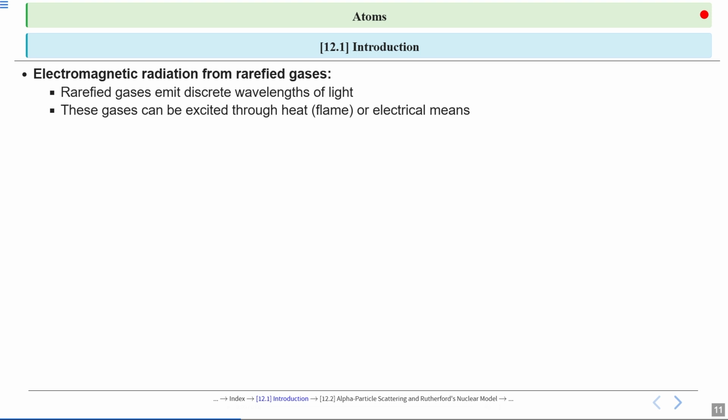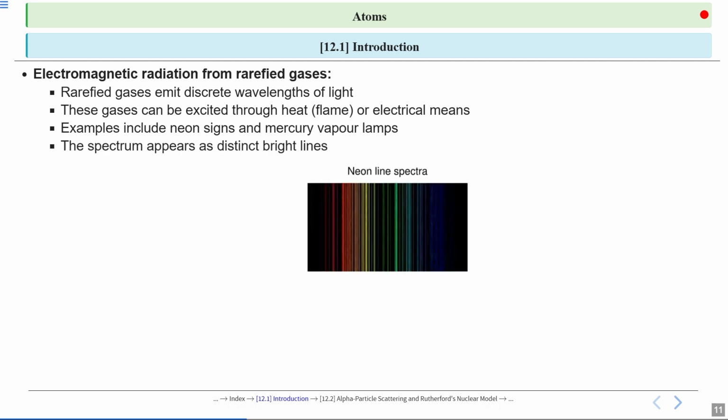We can excite the atoms in these gases by heating them, such as placing them in a flame, or by passing an electric current through them. Both methods give the atoms extra energy, causing them to emit light as they return to lower energy states. Some everyday examples of this phenomenon include neon signs, which glow in bright light, and mercury vapor lamps, often used in street lighting. In both cases, the color of the light comes from the specific wavelength emitted by the gas inside the tube.